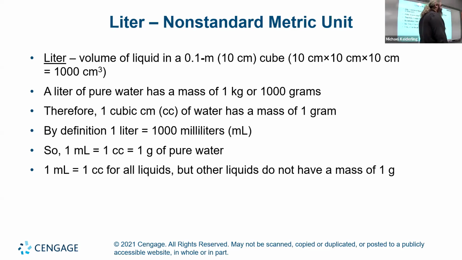So 1 milliliter equals 1 cubic centimeter for all liquids. 1 milliliter is always 1 cubic centimeter, but not all liquids with 1 cubic centimeter will have a mass of 1 gram. Water is 1 gram. Alcohol is less at like, I don't know, it's 0.9 or something.